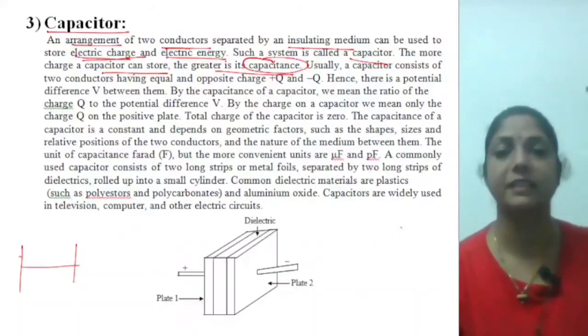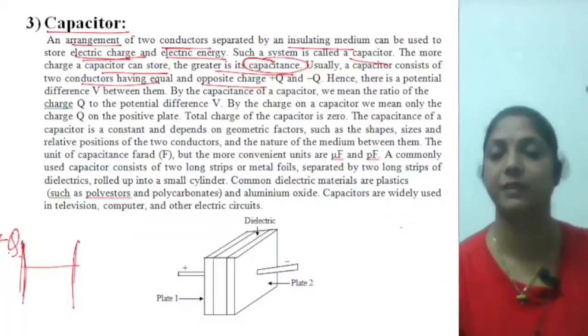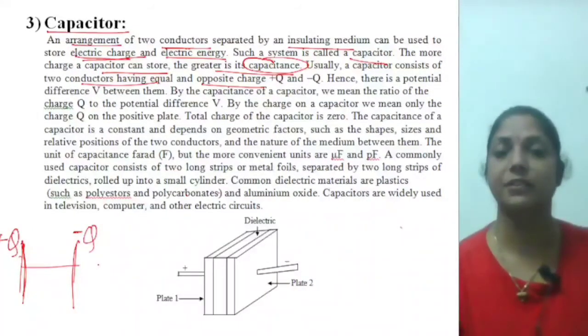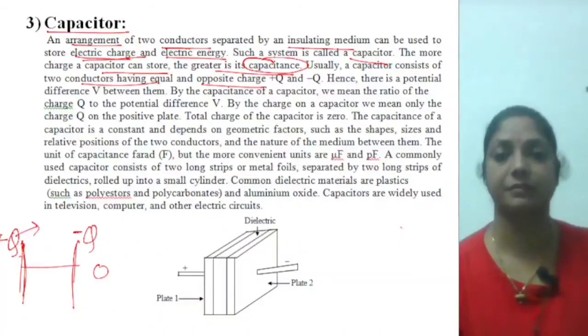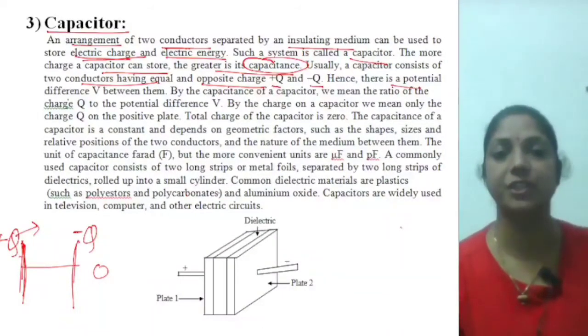Usually, a capacitor consists of two conductors having equal and opposite charges. Suppose the first conductor has charge plus Q, then due to the induction process, the second plate has charge minus Q. So the net charge on this capacitor is zero. A capacitor consists of two conductors having equal and opposite charges, plus Q and minus Q. Hence, there is a potential difference between them.